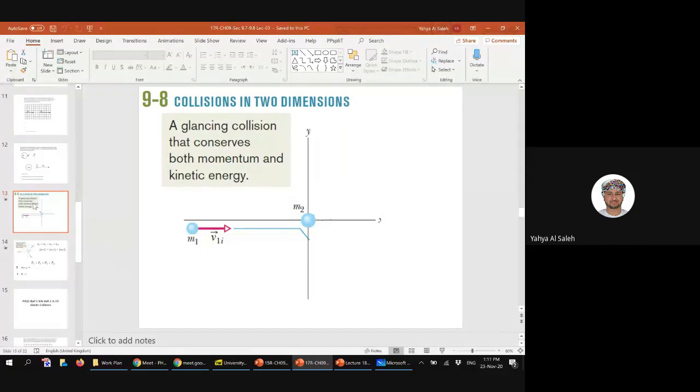Even if it's a collision, Azan, we still use the conservation of energy because energy has to be conserved at all times, even if it's a collision.